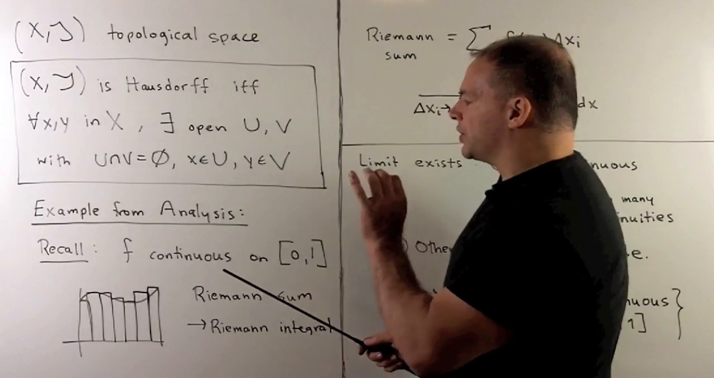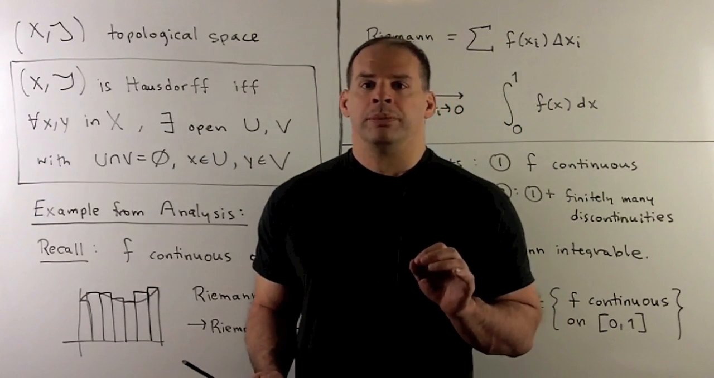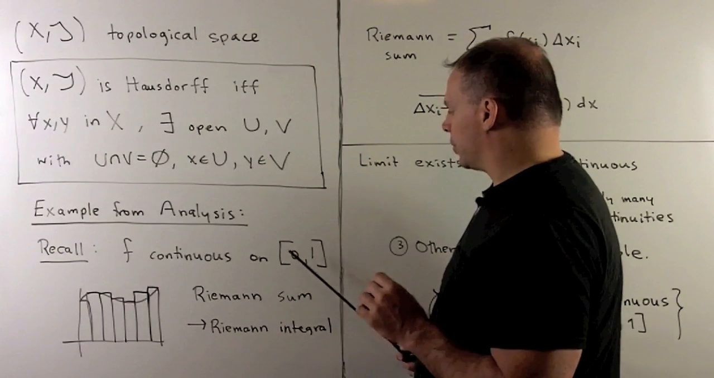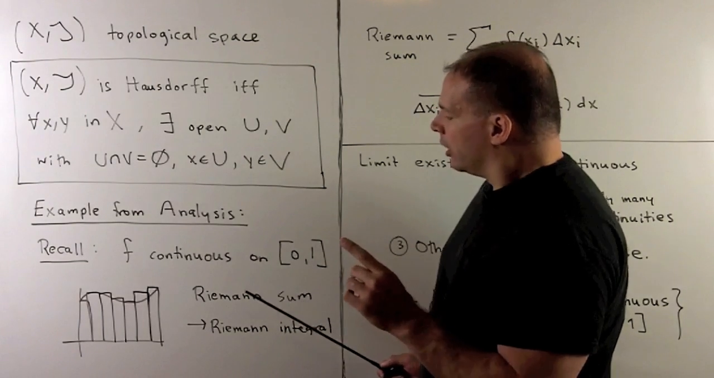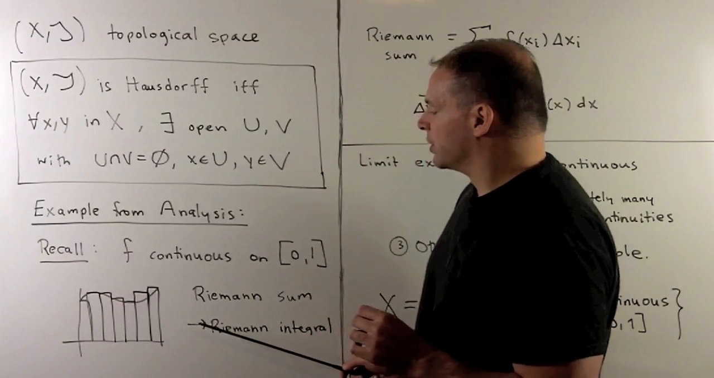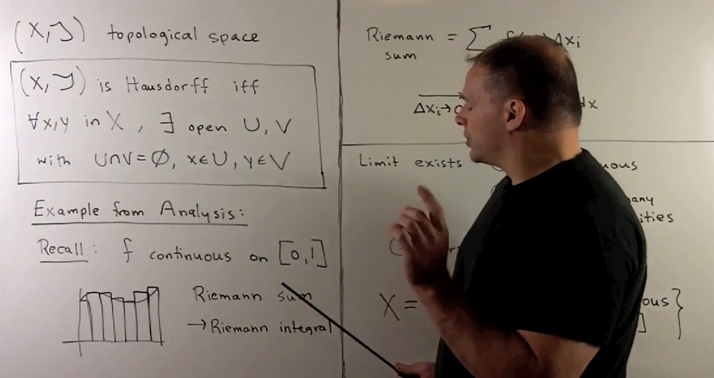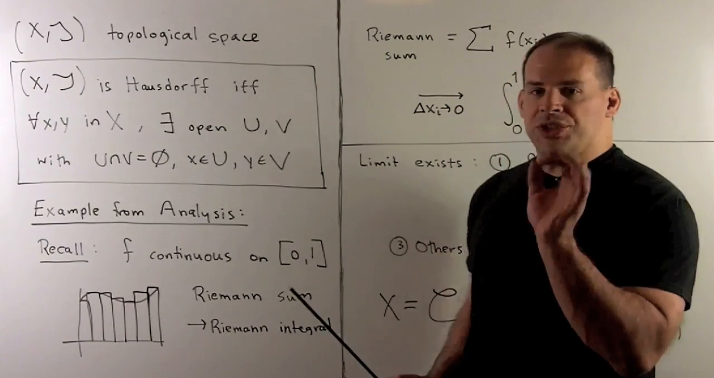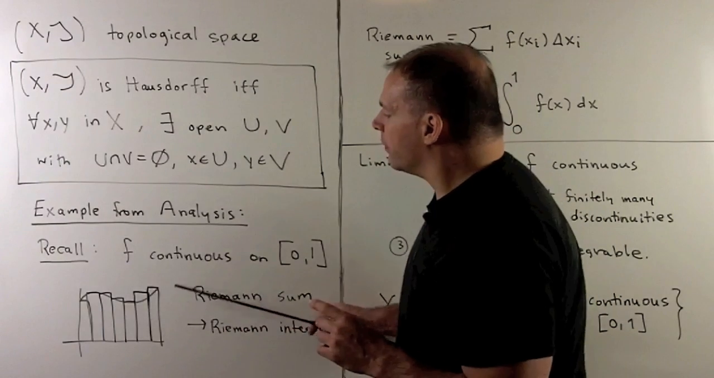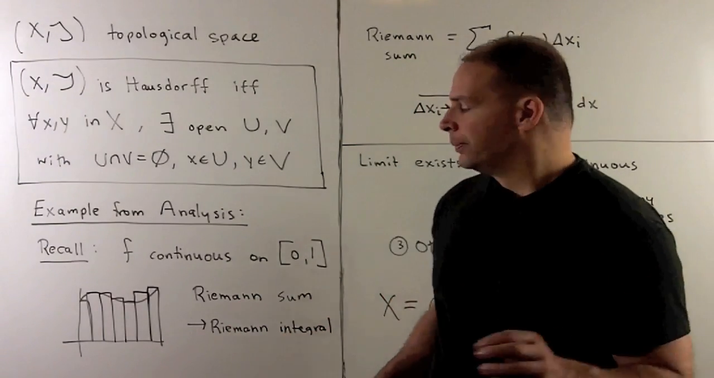Now, for example, let's recall how we do a Riemann integral. So we can assume f is continuous on the closed interval [0, 1]. We want to find the area between our curve and the x-axis. So the way we do that, we form Riemann sums. We'll take our interval [0, 1], subdivide it into smaller intervals, and then fill in our curve with rectangles. And we use that to approximate the area.